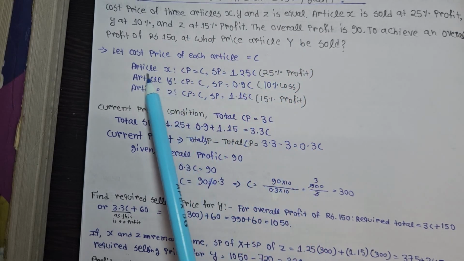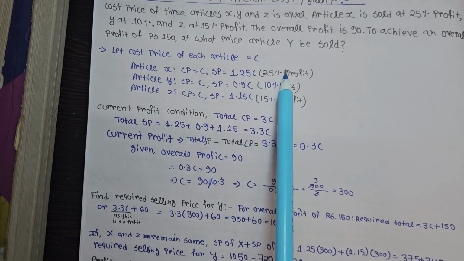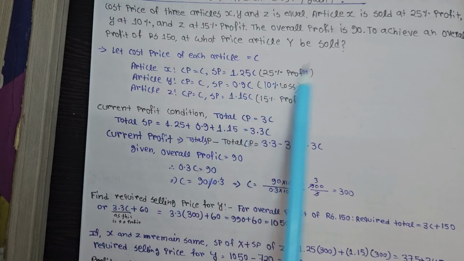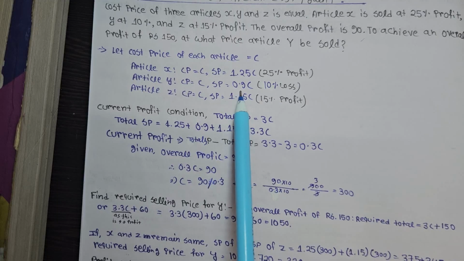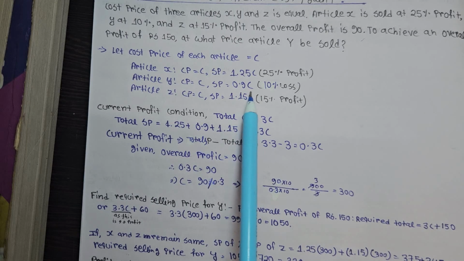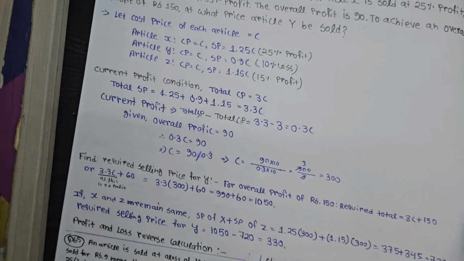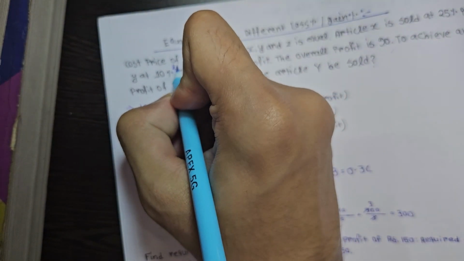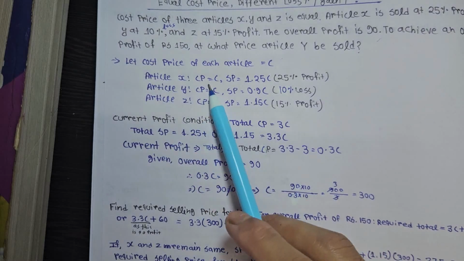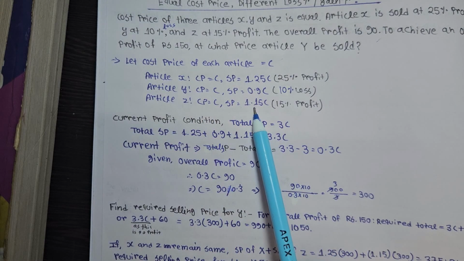150 rupees. Now article X is sold at a profit of 25%, so it's 1.25C, and Y at a 10% loss, so it is 0.9C. Article Z is at a 15% profit, so it is 1.15C.